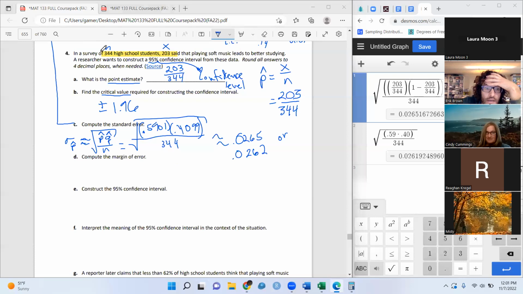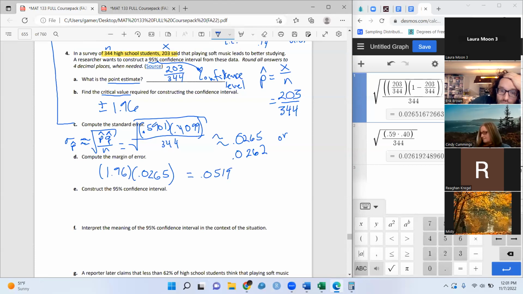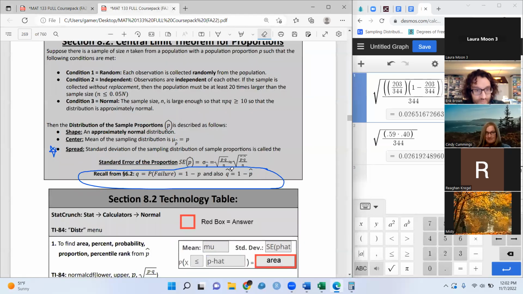Did you all see what Emily wrote in the chat? The margin of error is the critical value times the standard error. So it's the 1.96 from question B times the 0.0265 from question C, which is, I'm assuming, the 0.0519. How we doing? It's the critical value times the standard error. Is that what you said?